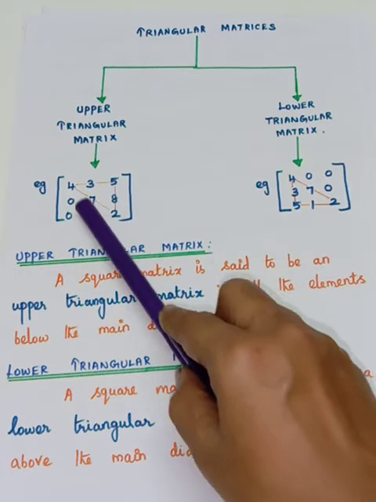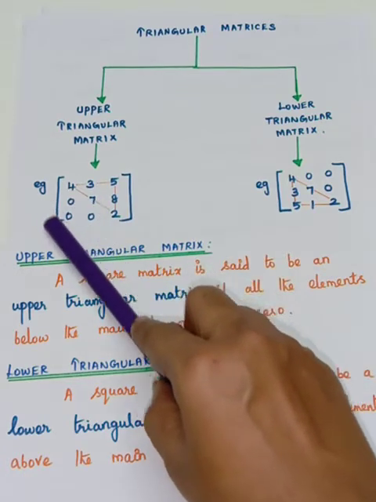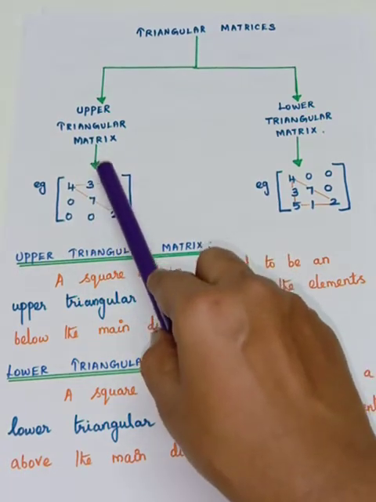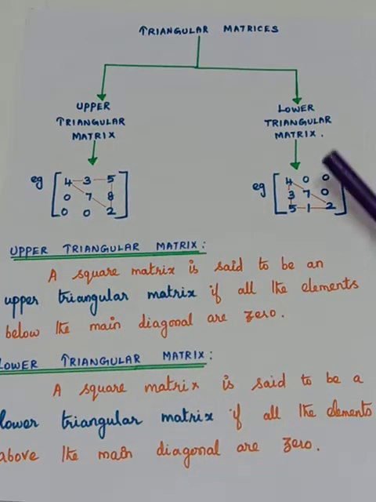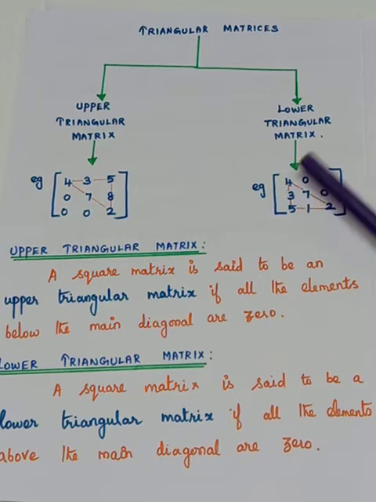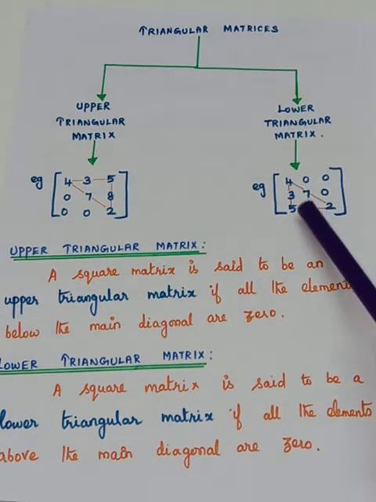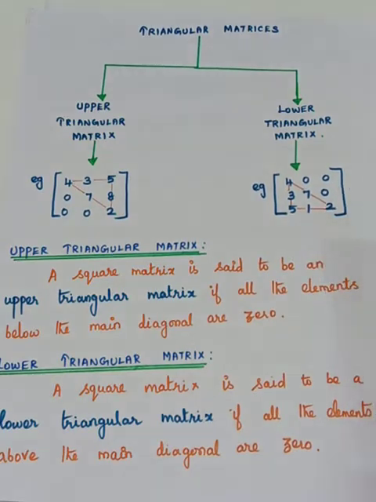I have written some entries, but below the diagonal you see that all the entries are 0. This is called an upper triangular matrix. And come to the lower triangular matrix. See that above the main diagonal all the entries are 0, but below only you will have entries. So that is called a lower triangular matrix.